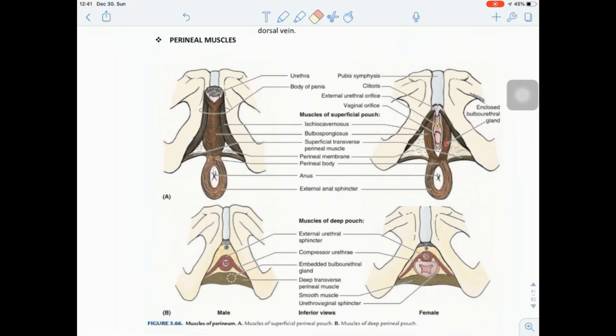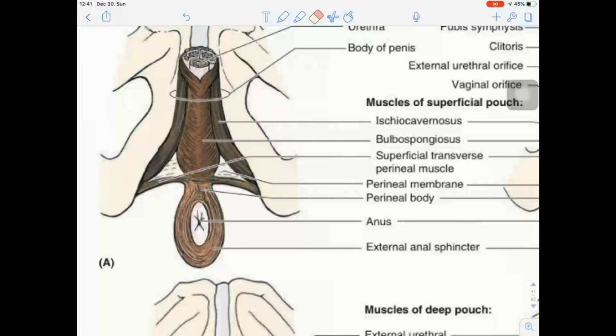The ischiocavernosus muscles and bulbospongiosus muscles also contract to keep the erection. How? These muscles compress the veins. Once you compress the veins, more blood stays in the penis because it doesn't go back. So you're increasing the blood supply and blocking the venous drainage. So you will get the erection done. So erection is parasympathetic.